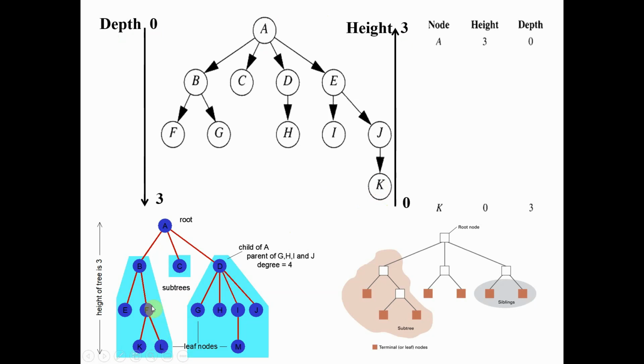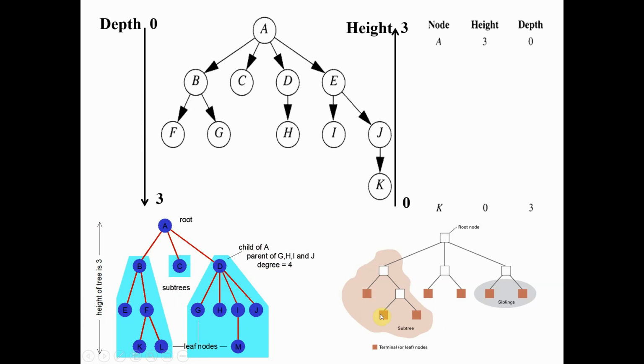Here you see the concept of subtrees. This is not a binary tree, so it has more than 2 subtrees. So this is one subtree, one subtree, one subtree. You see the concept of leaves, the concept of height, the concept of parent and children, degree, and so on.